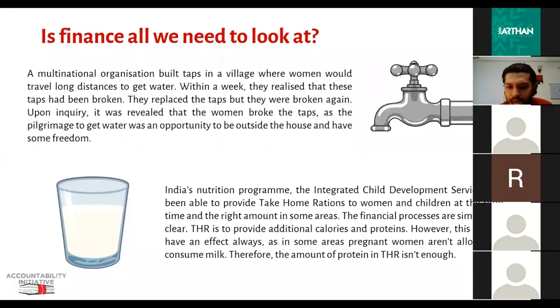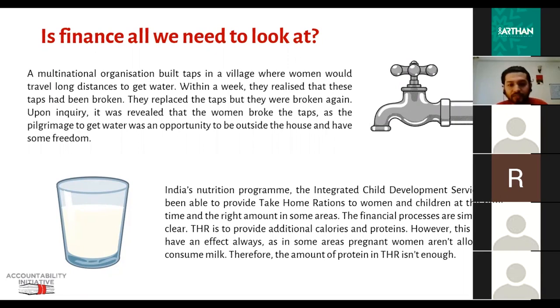So what happened? Actually, the women themselves broke the taps, because for them, the pilgrimage to go get water was actually a moment of freedom for them, away from the home, away from the house. And doing a needs assessment, therefore, is very crucial when one is trying to plan and one is trying to fund. And we're assuming over here that everything was funded on time, and planning and finance worked well. But one also has to look at things beyond finance at times.